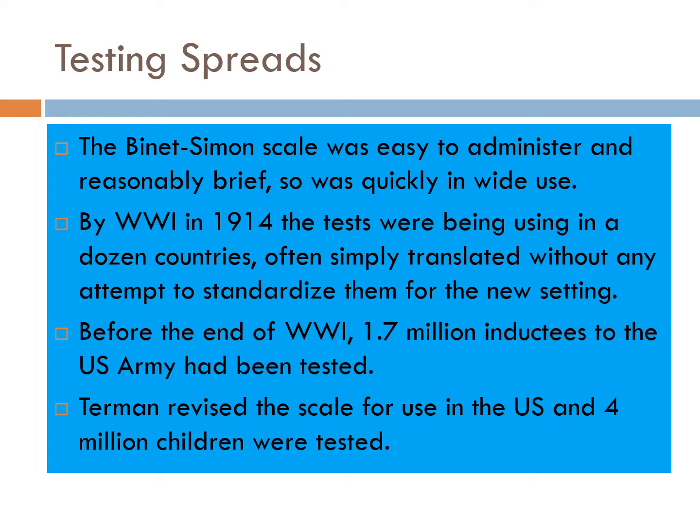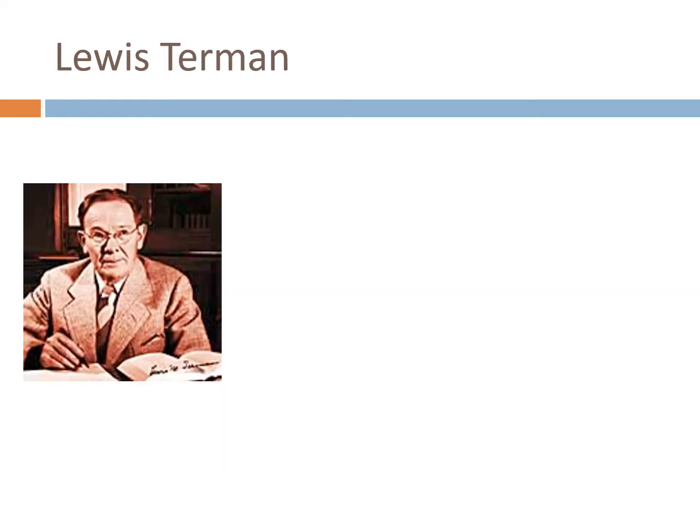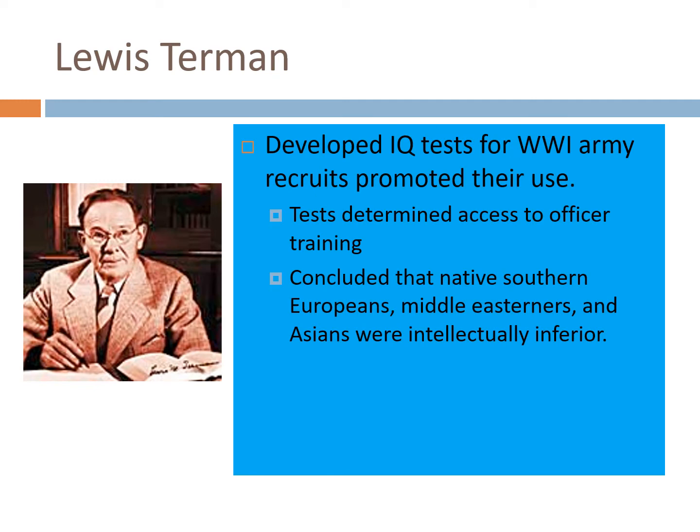By the end of World War I, 1.7 million inductees to the U.S. Army had been tested, right, for Terman. And Terman had revised the scale for use in the U.S., and 4 million children were subsequently tested after the scale was revised. So if we look at Lewis Terman in a little more detail here, we know that he developed IQ tests for World War I for Army recruits and promoted their use. The tests determined access to officer training.